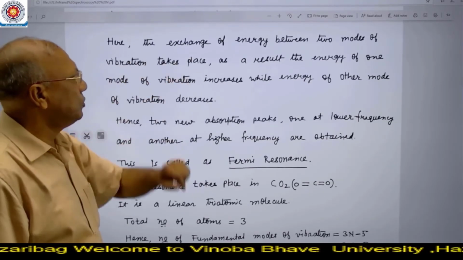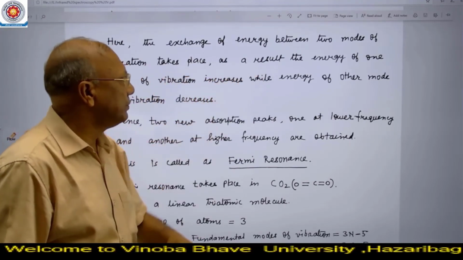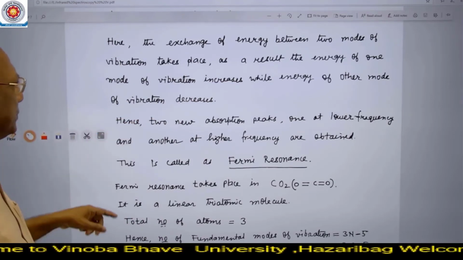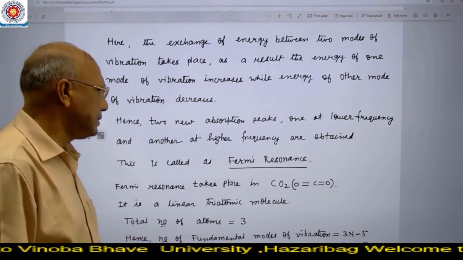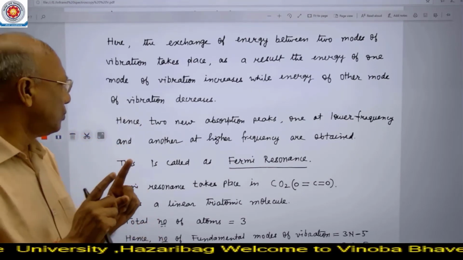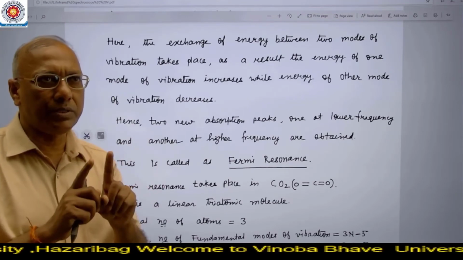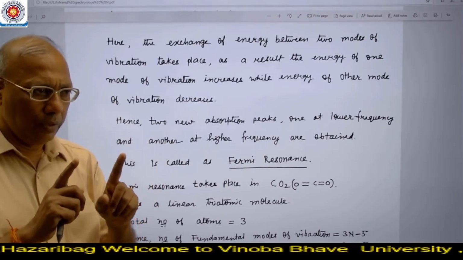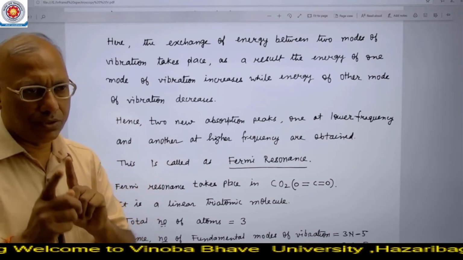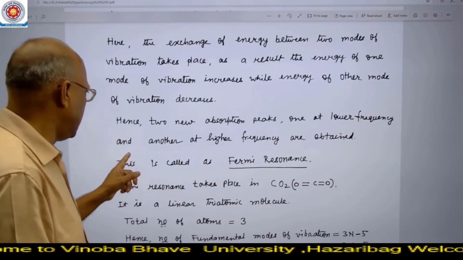Here the exchange of energy between the two modes of vibration takes place. As a result, the energy of one mode of vibration increases while the energy of the other mode decreases. Since the two modes have the same value of frequency, exchange of energy takes place between them, and one frequency gets a higher value and another frequency gets a lower value, and this is the case of Fermi resonance.